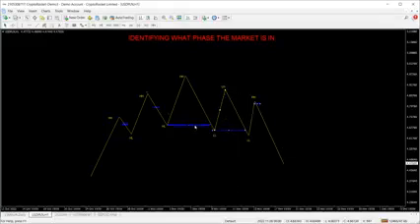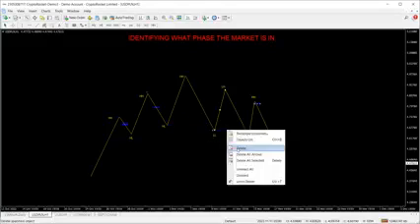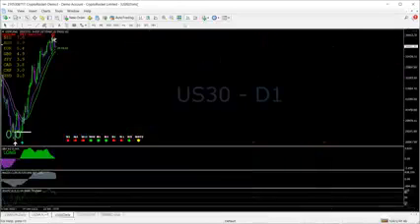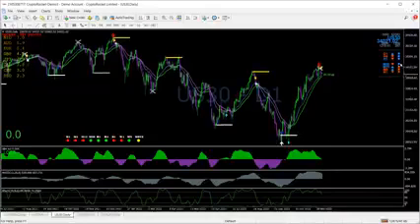Very, very simple. Now, I'm going to show you a live chart, right? Let's go to US 30. Let me show you what I mean. All right, this is US 30 on the daily time frame, right?